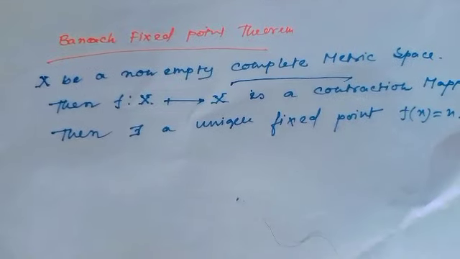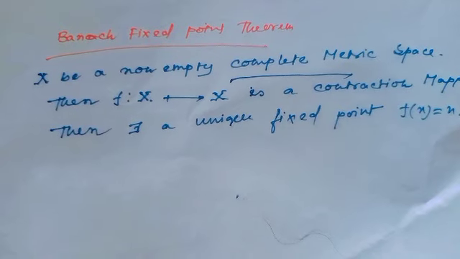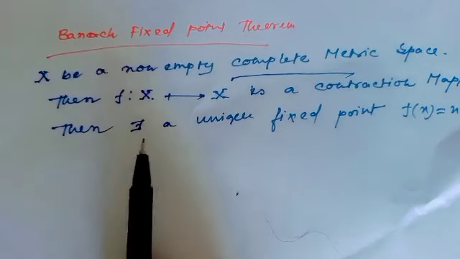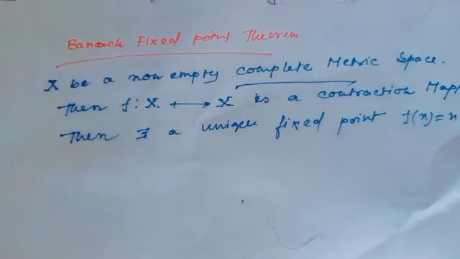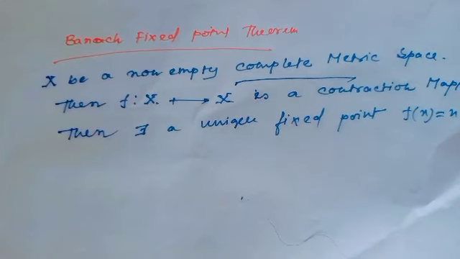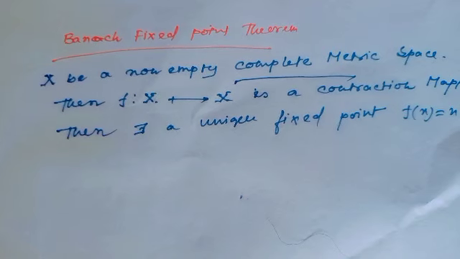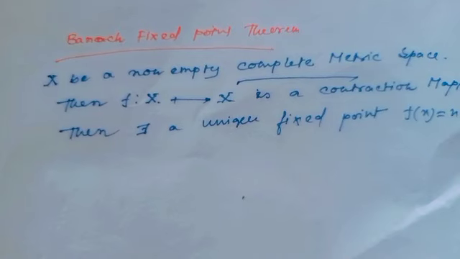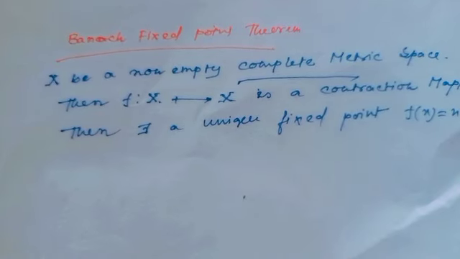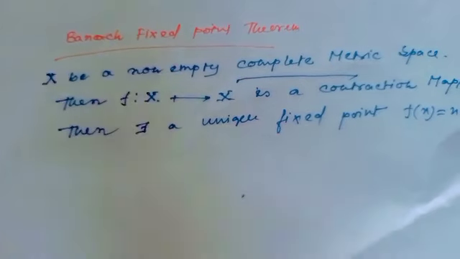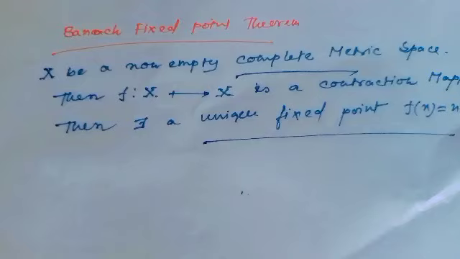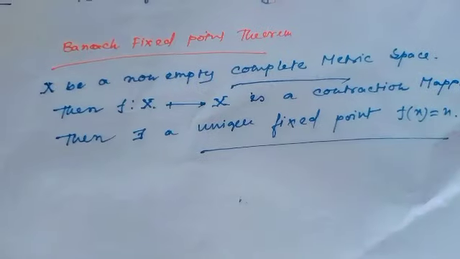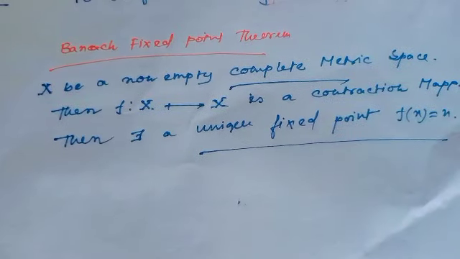Here the metric space is complete. That means in this metric space every Cauchy sequence is a convergent sequence. Then a mapping F from X to X, that is, F mapping to itself, is a contraction mapping. What is a contraction mapping? I will see it a few minutes later. If the mapping is a contraction, then there always exists a unique fixed point. That means by the Banach fixed point theorem, I always get a unique fixed point.